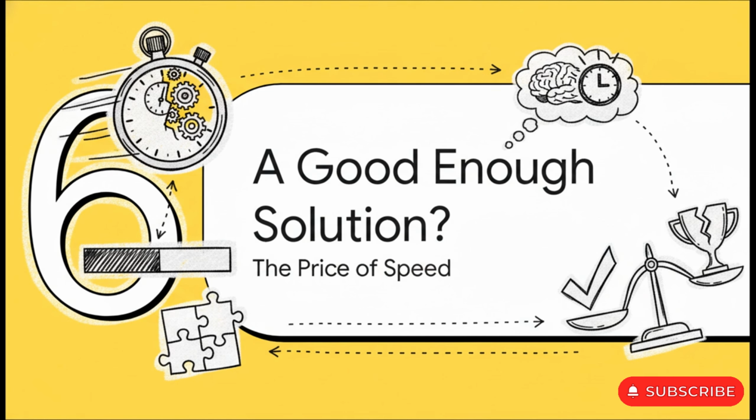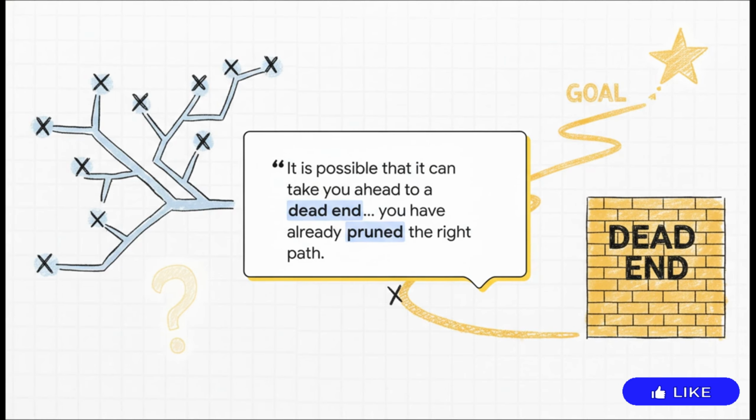The big question is, is it worth it? You know, the source material warns that by being so picky, beam search runs a very real risk. You could throw away a path that looks kind of bad right now, only to find out later that it was actually the only way to the goal. You might have already pruned the right path, and you'll never be able to get it back.